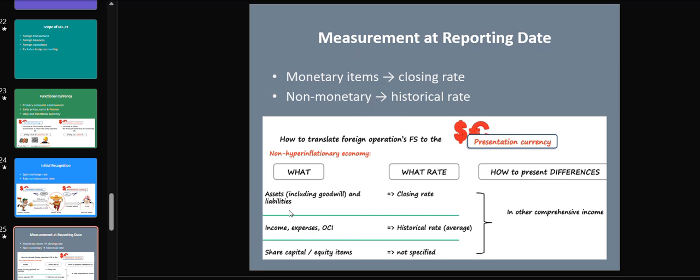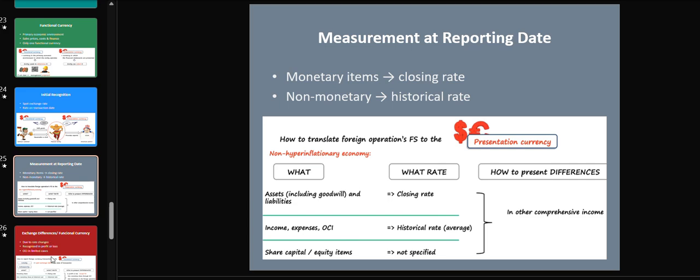Here we will look at how assets, including goodwill, and liabilities are recorded: at the closing rate. Income, expenses, and other comprehensive income are recorded at historic rates or on the average rates. The share capital and equity rate are not specified. It depends on management judgment and how to present these differences. These differences are presented in other comprehensive income.